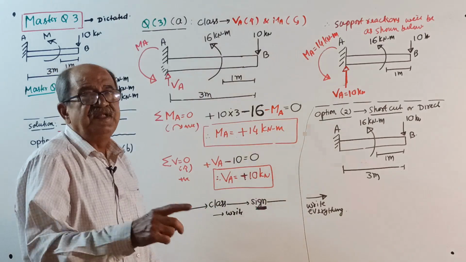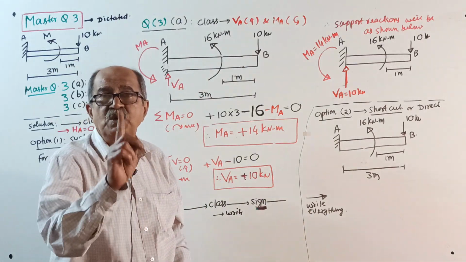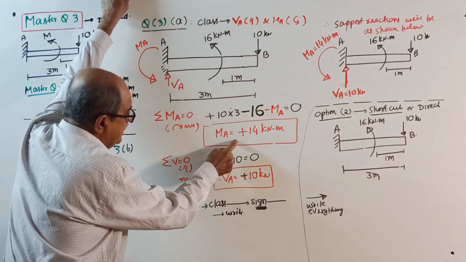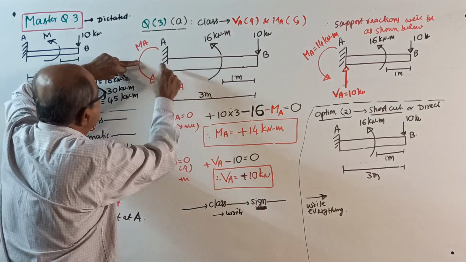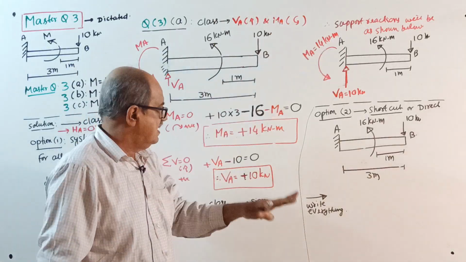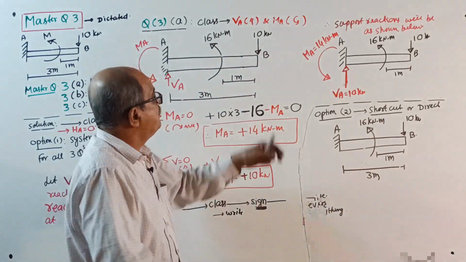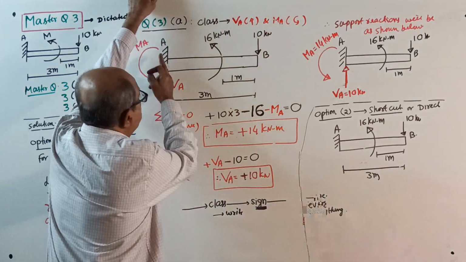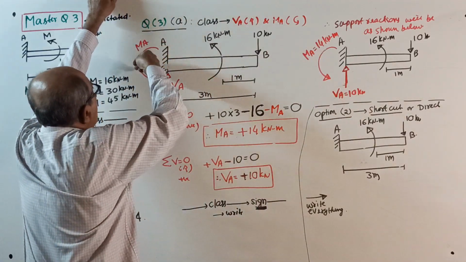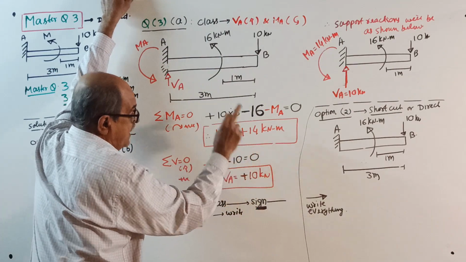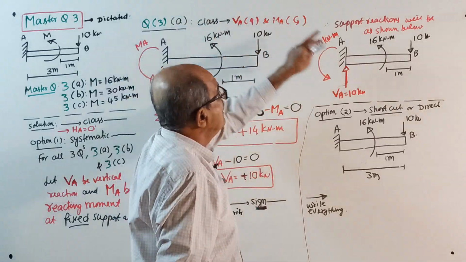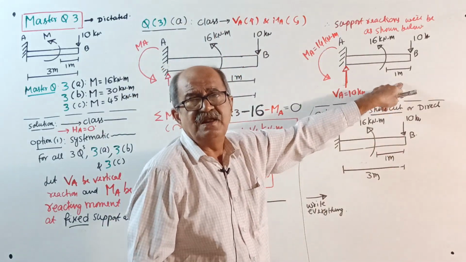Now this I will not tell for each and every case from now onwards. Only once I will tell. From now onwards, remember, positive sign indicates that the direction you assumed is correct, so enter in the same direction. Write everything. Therefore, VA we took upward, positive came, upward 10. MA we took anti-clockwise, answer came positive, correct. Anti-clockwise of 14 kilonewton meter is the final support reaction.